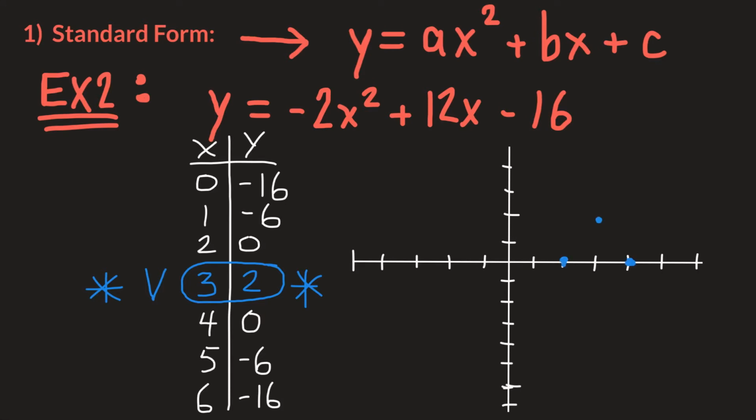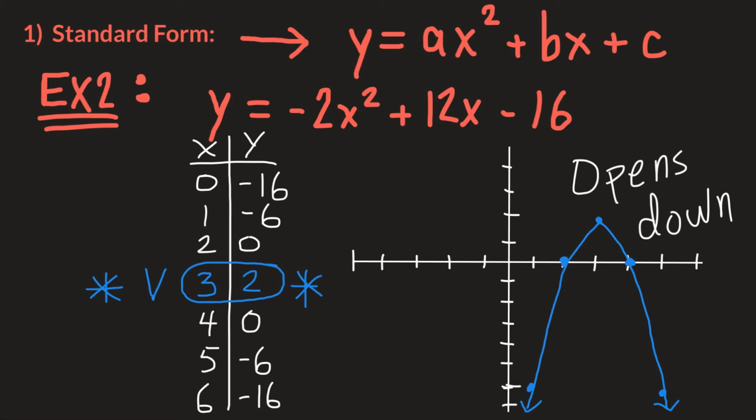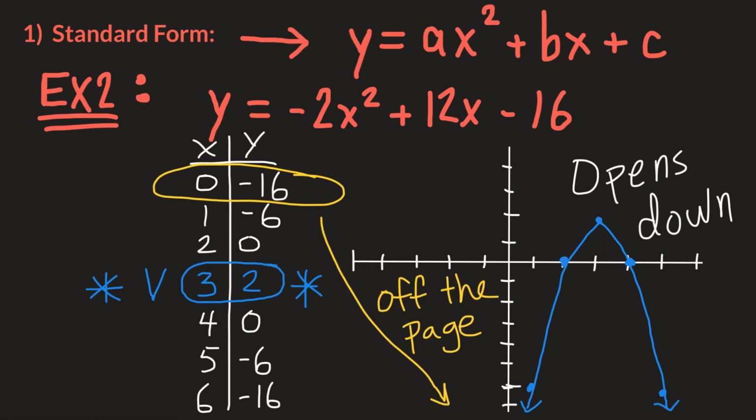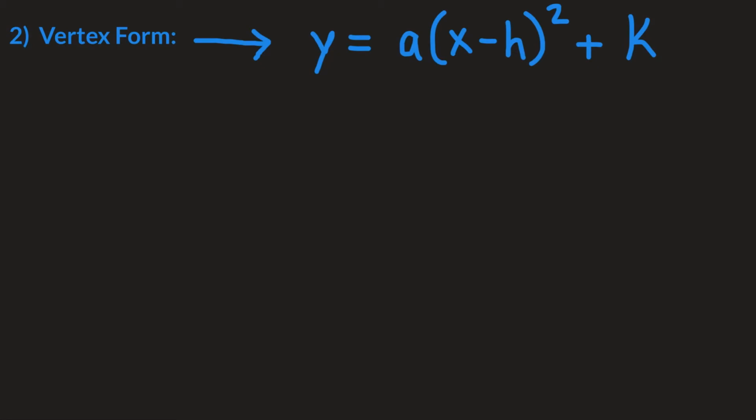Now, if we plot this parabola, it would look something like this. And again, this verifies that this parabola opens down and it crosses the y-axis at negative 16, even though it's not in our picture, but it is in our table of values. Now let's take a look at vertex form.